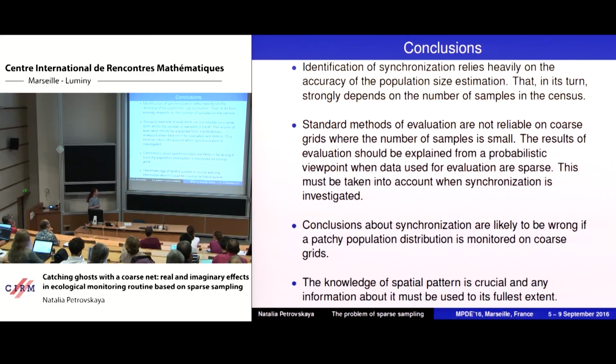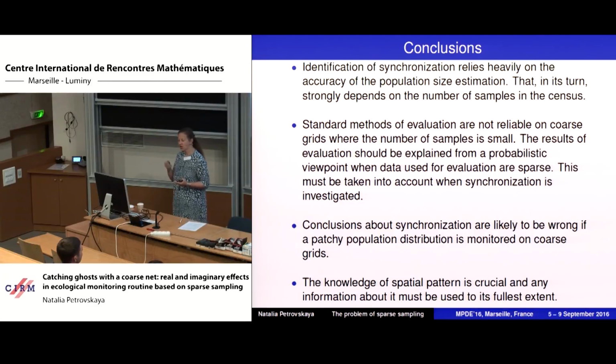So we need as much knowledge about the spatial pattern of our density function as possible, because on coarse grids it's all about computing the probability, and that transition from a probabilistic problem to the deterministic problem is based entirely on the properties of our density function. So anything that we know about it must be used to its fullest extent.